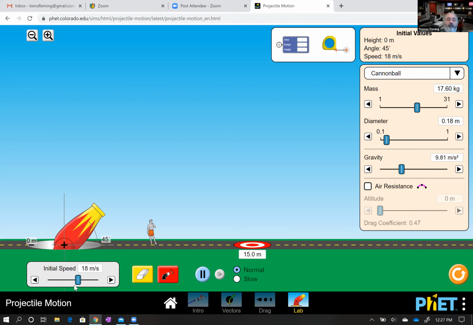I'm shooting at an initial speed of, let's back that down to like 10. Let's go, okay, 12 will work. So let's see where my projectile lands. I'm going to shoot the cannon. And lo and behold, oh wow, I hit the bullseye right on the first try. Go me. So you'll notice that's how far it went when I shot it at 45 degrees.